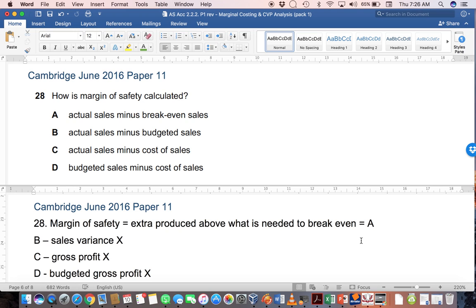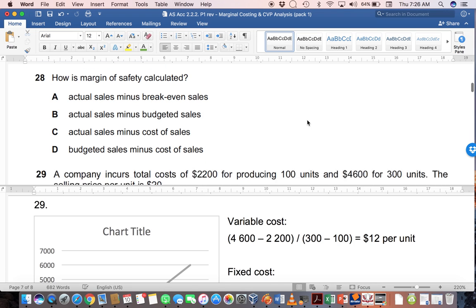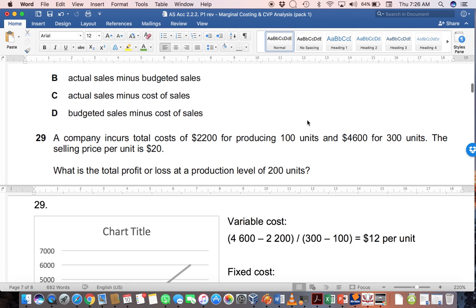It will be your actual sales minus the break-even sales. In other words, A is going to be your answer over here. B, actual sales minus budgeted sales, is simply telling you what your sales variance is if you're looking at budgeting. Number C, actual sales minus cost of sales, gives you your gross profit, so that's also not what we're looking for. And number D, budgeted sales minus cost of sales, assuming that it's minus budgeted cost of sales, would simply give you your budgeted gross profit. So all 3 of those are not relevant at all, and we would want to have A as our answer.